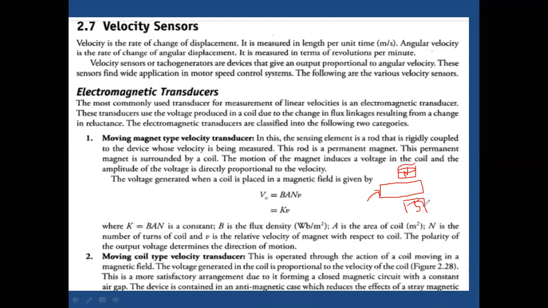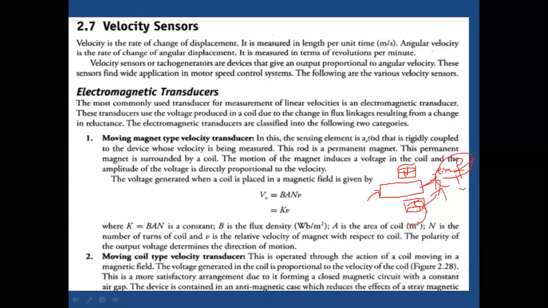Induced within the coils. Why? Because this magnetic flux is cut by the armature. Due to the cutting of the magnetic flux, there will be a chance of getting EMF here. This EMF is nothing but voltage, which is converted by the brushes. So here we consider the moving magnet type velocity transducer.